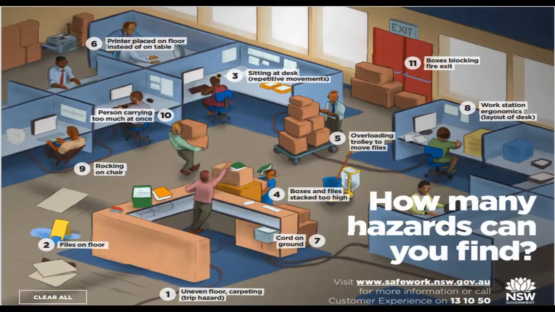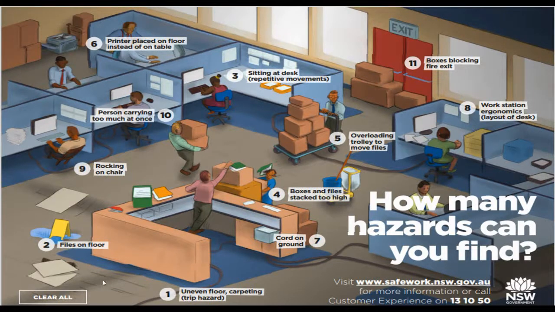And then another example, how many hazards can you find? This is the situation in an office. This might happen, and it actually frequently happens in the office environment. For example, uneven floor, carpeting trip hazard.